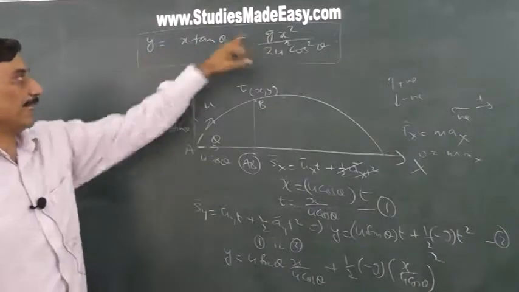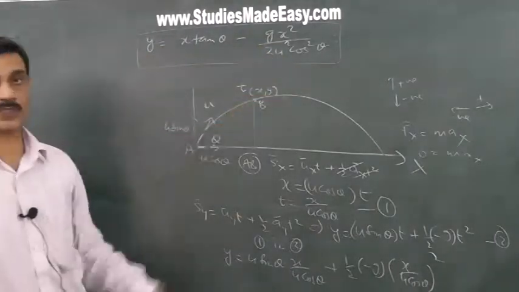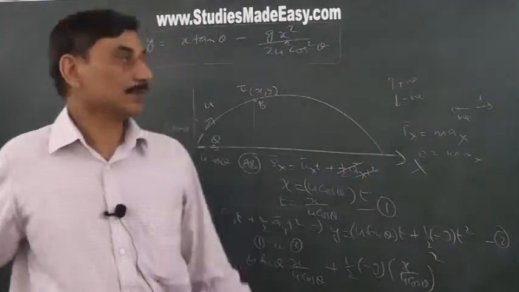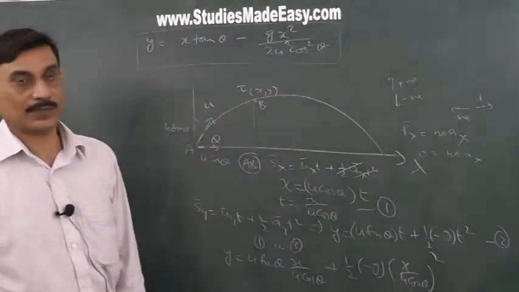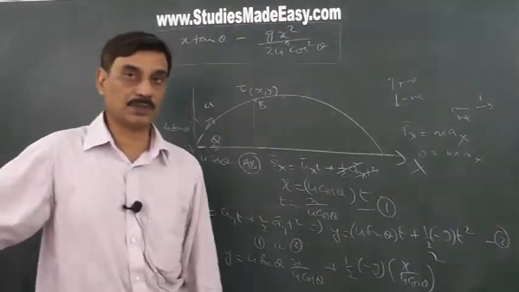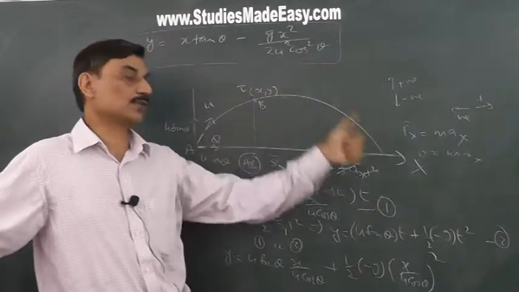Y is positive, x square coefficient is negative, so obviously from basic mathematics, algebra, coordinate equations, you know that it is going to be a kind of inverted parabola. So this is the coordinate equation, and its representation is going to be a parabola, so this path is going to be an inverted parabola.